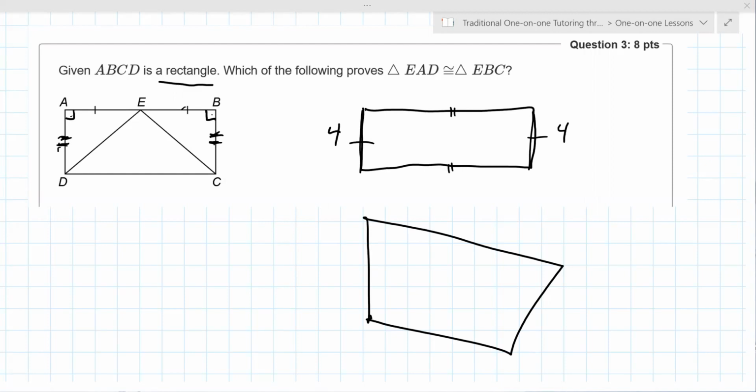Okay, so let's go on to the next lesson. And this is your Friday lesson. All right, so let's see if we can work through all of this to get you caught up for the week.